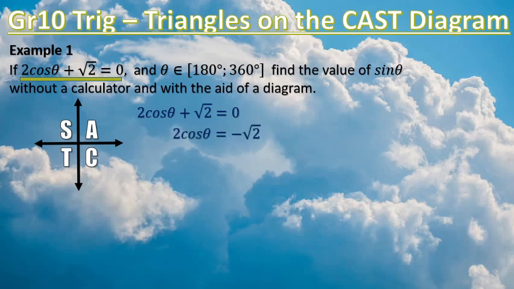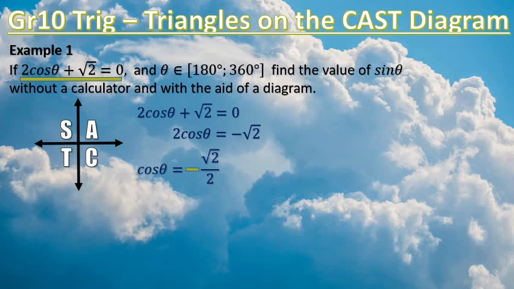If we take the positive root 2 to the other side of the equal sign, it will become negative root 2. And then we can divide by 2 on both sides, and we get cos theta is equal to a negative root 2 over 2. That is our first piece of information that we need to apply to the cast diagram.